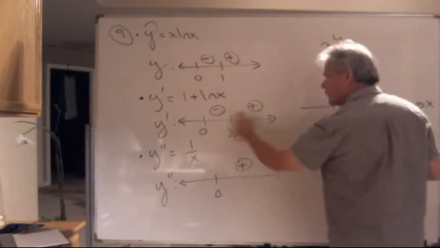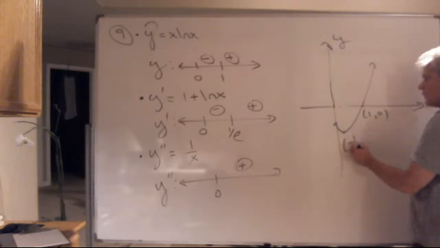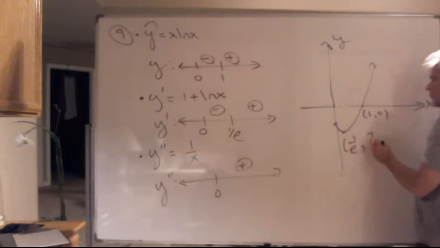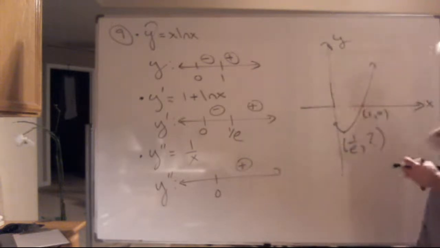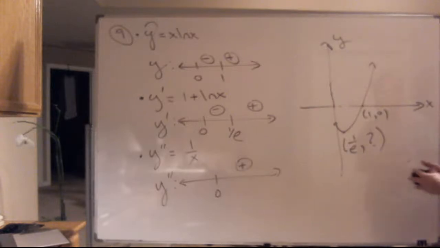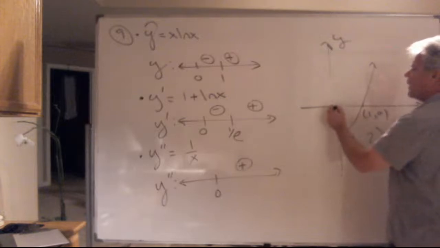Now I changed from decreasing to increasing about an x value of 1 over e. And I'm always concave up, so it looks like the way it should be. Now the only problem I have with this graph is I'm not sure really what's happening with this point right here where there's an open dot. I don't know what the corresponding y value is.